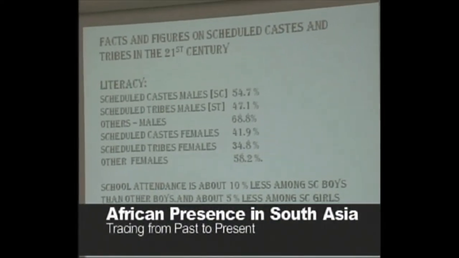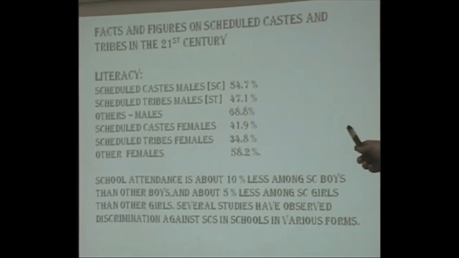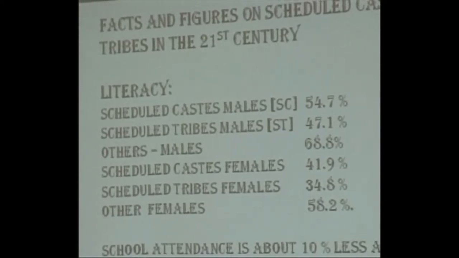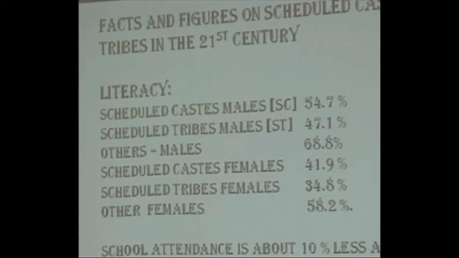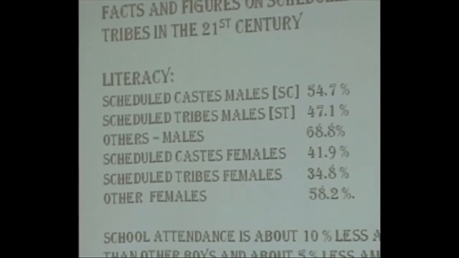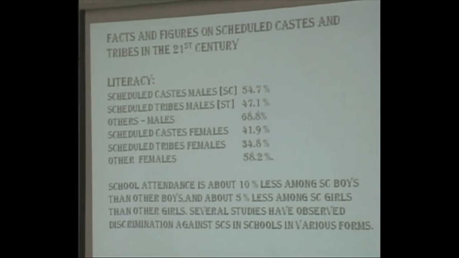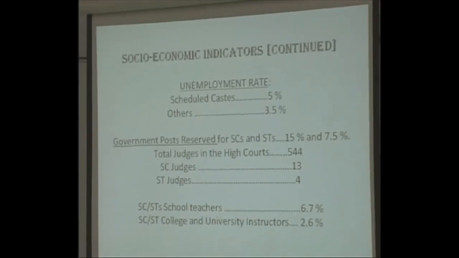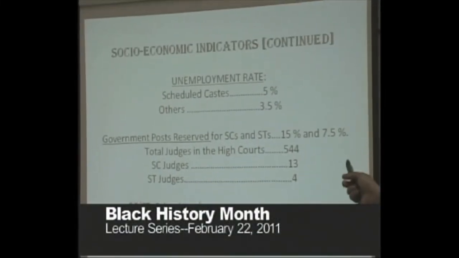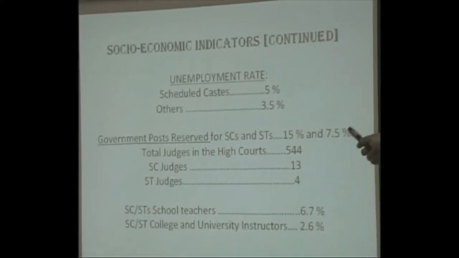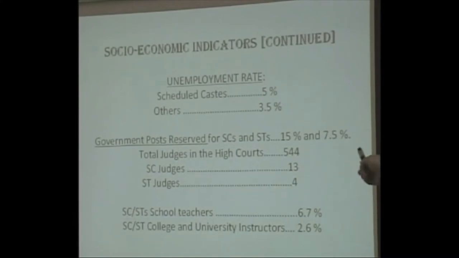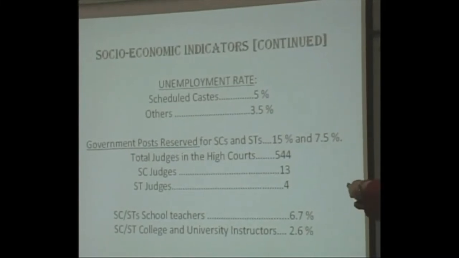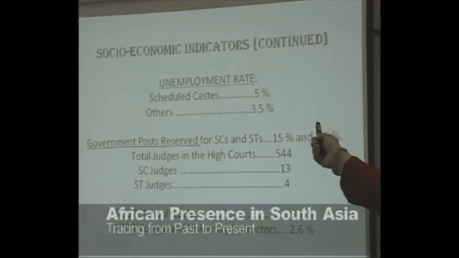Then some facts and figures on these people, the proportion of the males as opposed to the females, the school attendance among the boys and the girls belonging to this group. So just to show you that they are not receiving the benefits that other groups receive in South Asia today. The unemployment rate of the scheduled caste is 5%, of the others 2.5%. The total judges in the High Court 544, and out of that you have only 13 from the scheduled caste groups, although they may be very educated, okay?